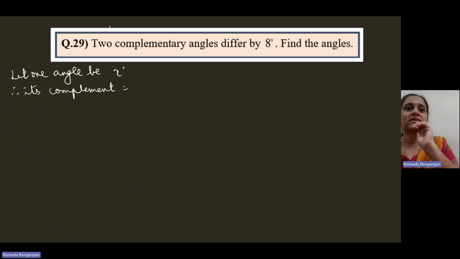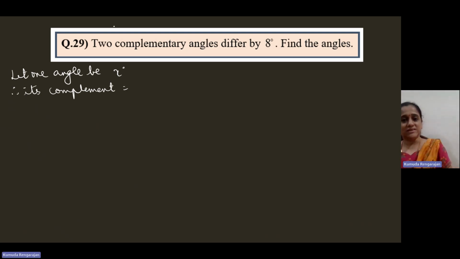Two friends, their ages differ by 8 years. The age of one friend is 20 years. What is the age of the other friend? We can't say for sure. If he's younger, he'll be 12 years old. If he's elder, he'll be 28 years old.